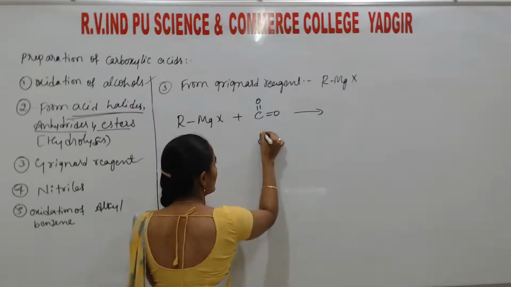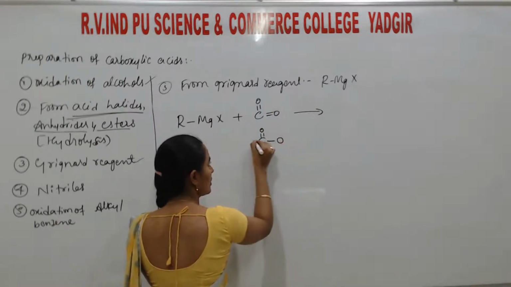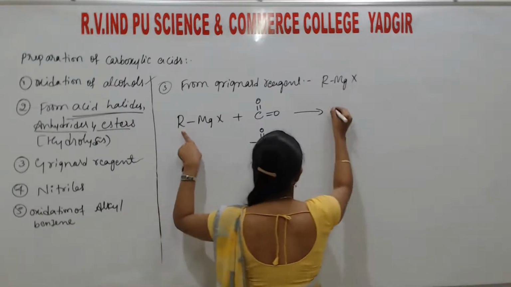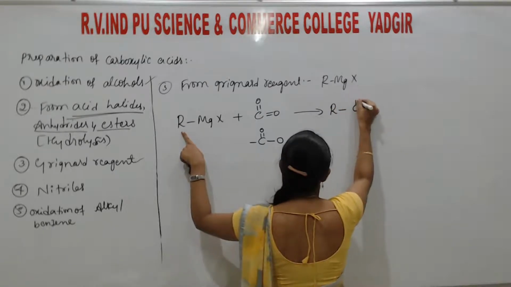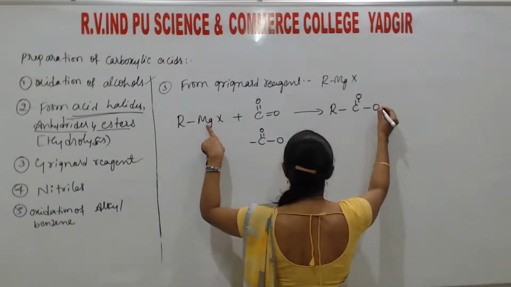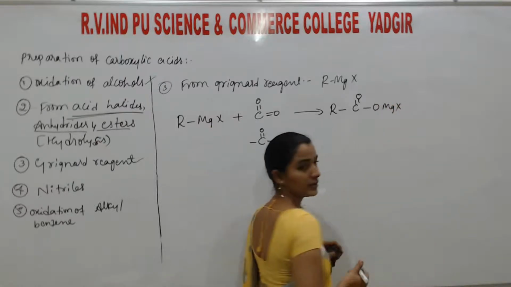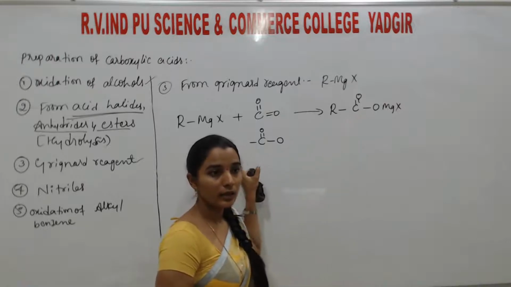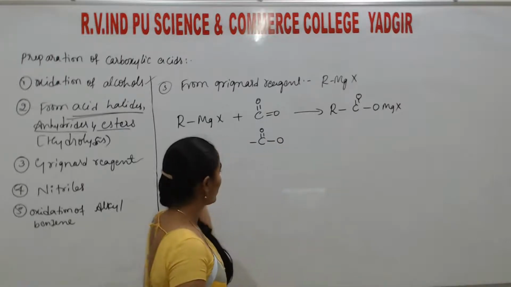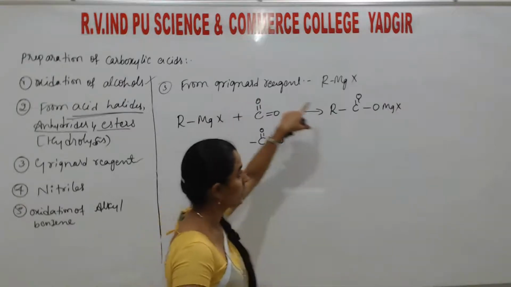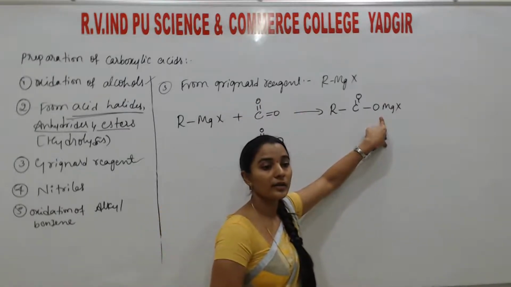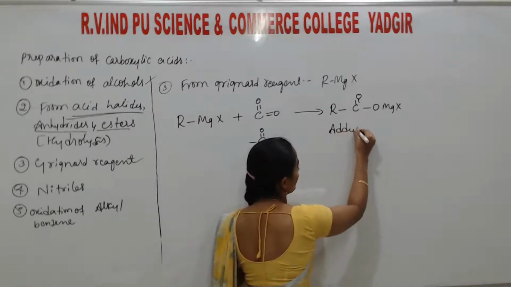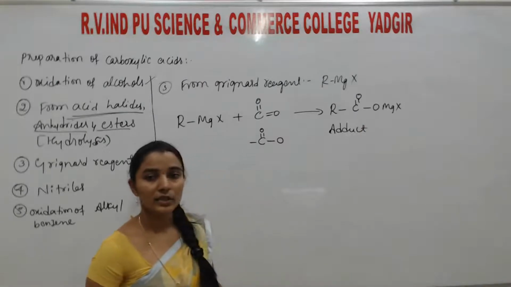How does the reaction take place? Here the double bond to O is there, here a single bond is there, and here another single bond will form. So R attaches to the carbon, giving R-C(=O)-O-MgX. This is how CO2 is inserted into the Grignard reagent. When the Grignard reagent is treated with carbon dioxide, they form this type of adduct. Adduct means addition product. It is not stable.